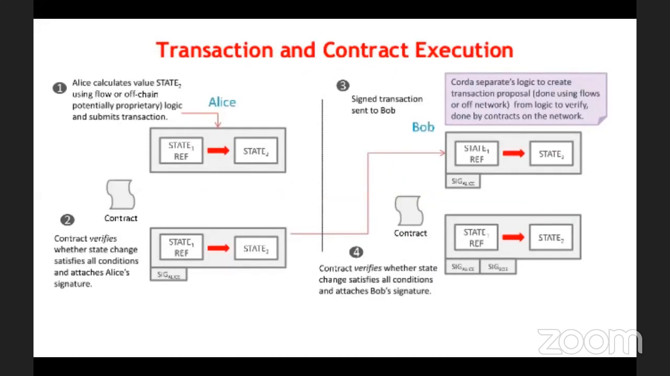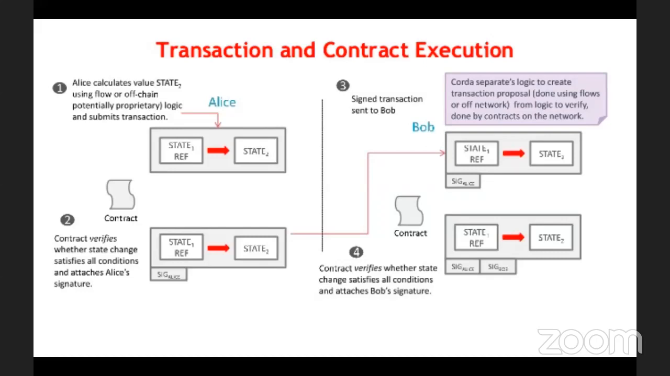So when transactions happen, contracts verify whether the state change satisfies all the conditions and then attach the signature. First you compute the state using the flow, or you can execute off-chain logic. That is the power of the Flow framework, because it can interact with external systems. Then you invoke the contract, which verifies the state change, and then you sign the transaction.